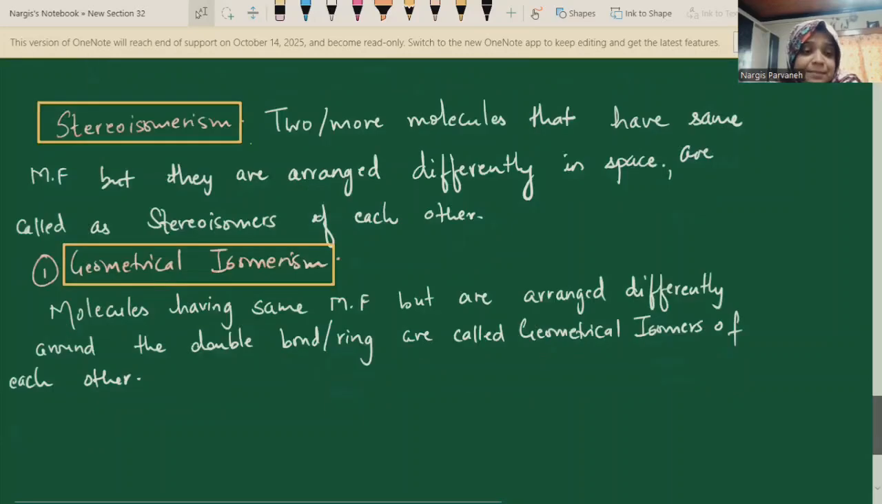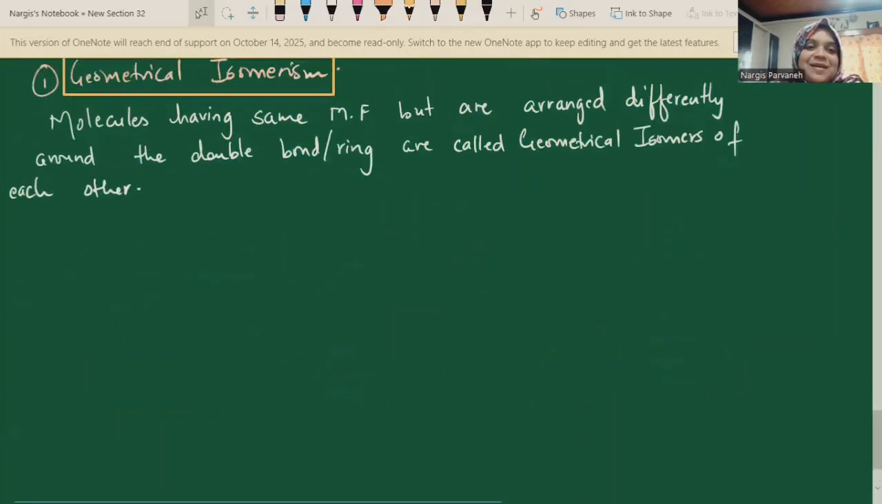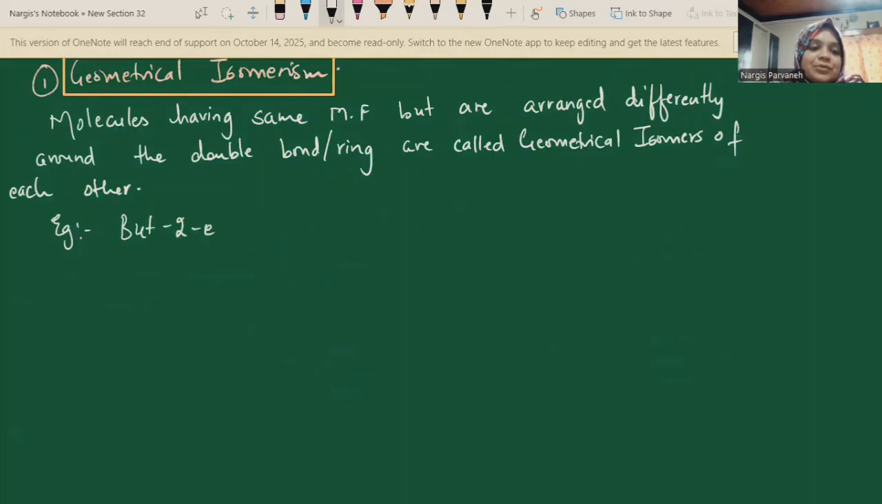Easy. What are the examples for this? Example, but-2-ene exhibits cis-trans isomerism. Okay, let us draw the structure.